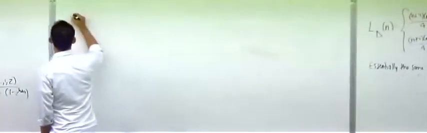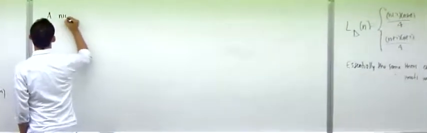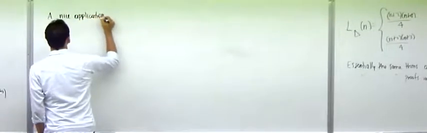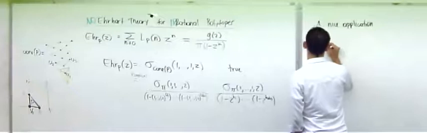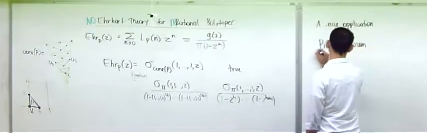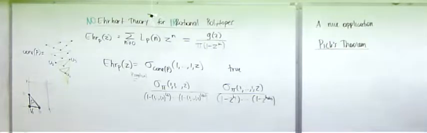Okay. So what I want to do for the rest of today is give you a couple of very nice applications of Ehrhart reciprocity. So here's a very nice application. It's an application that maybe some of you know already. It's called Pick's theorem. Pick's theorem is a very nice result, and it says this.